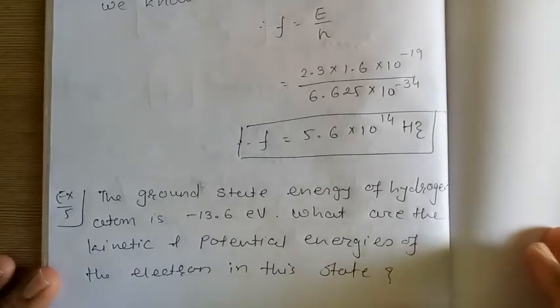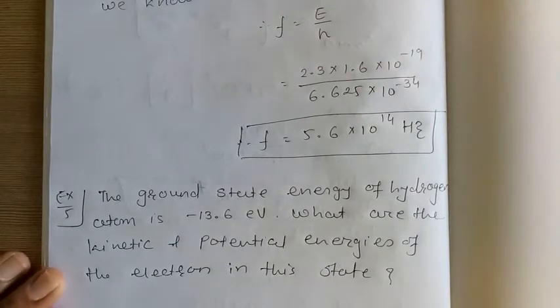Now example number 5. The ground state energy of hydrogen atom is minus 13.6 electron volt.